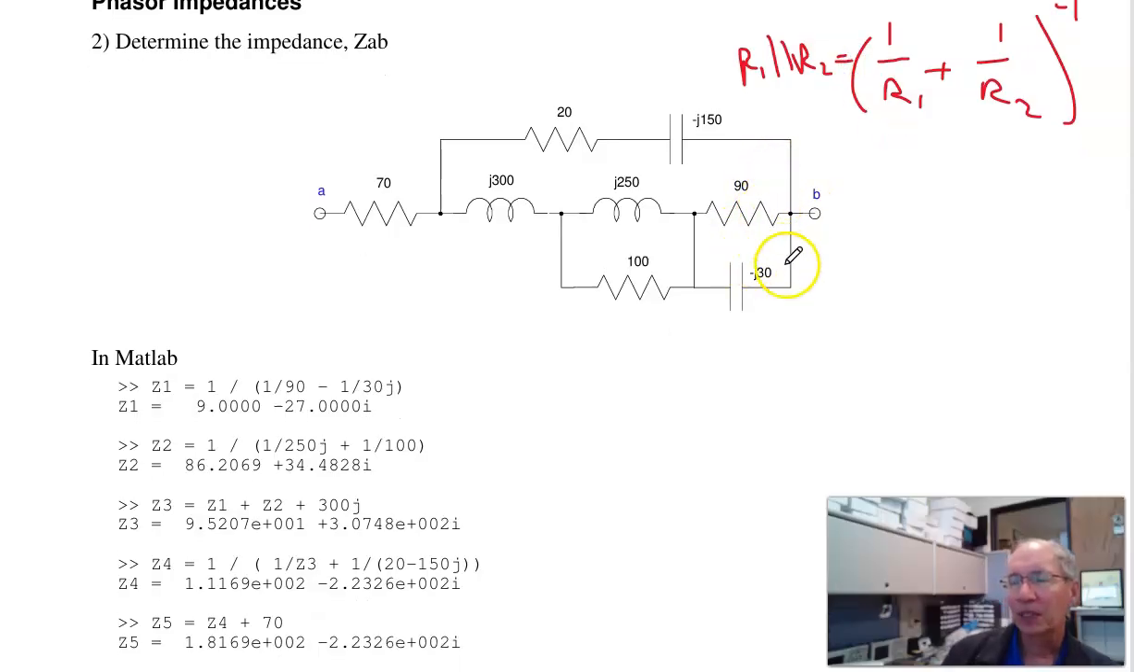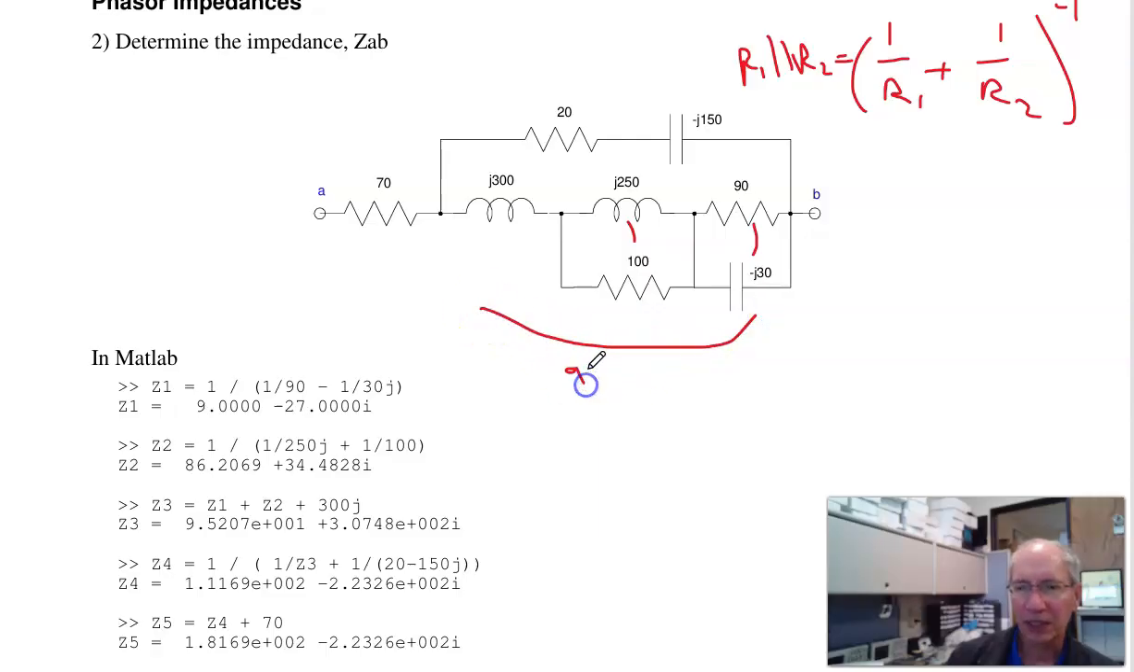So in Matlab, to combine these two, I've got 90 in parallel with minus J30. So take 1 over 90 plus 1 over minus J30, add those, and take the inverse. There's the net result. These two look like 9 minus J27 ohms. These two, 100 in parallel with J250, is 1 over J250 plus 1 over 100 gives you 86 plus J34 ohms. That's these two. These are in series, so the total resistance is J300 plus Z2 plus Z1. So all this mess is Z3.